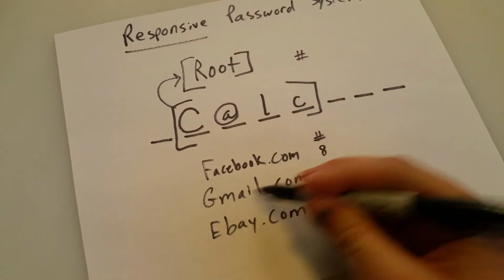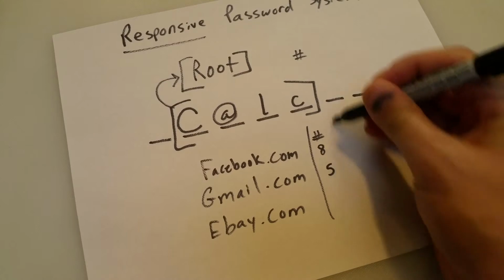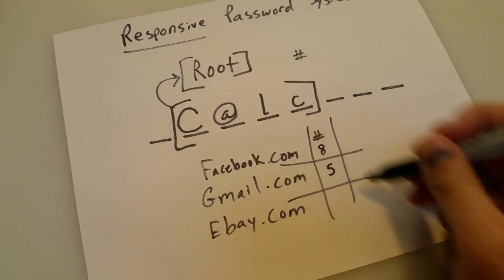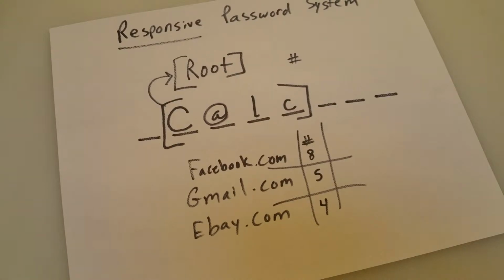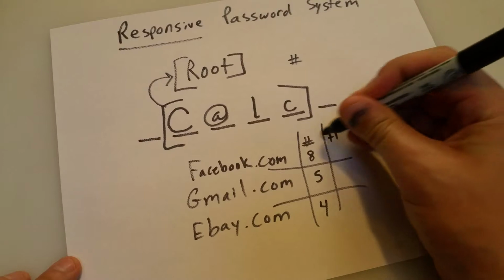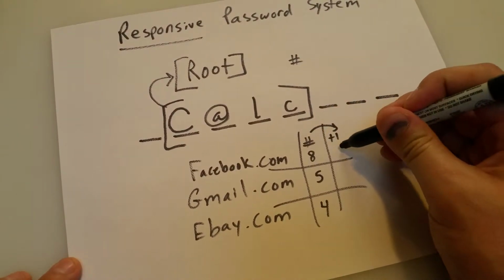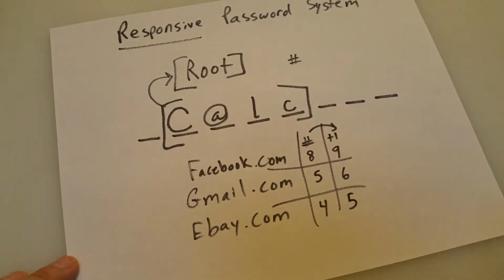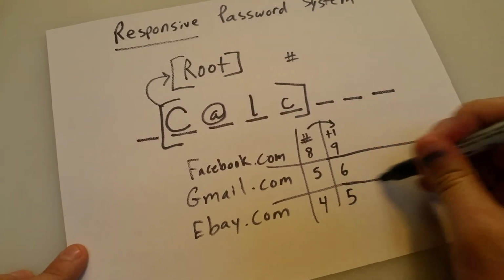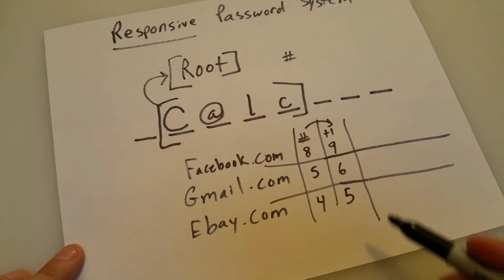Gmail has 5. Let me just organize these out. And eBay has 4. So I'm just going to make a way to generate the numbers from here. I'm just going to add 1 to each of them, just so it's not as easily noticed. So that'll be 9, that'll be 6, and that'll be 5. I'm eventually going to be putting my password into this section.